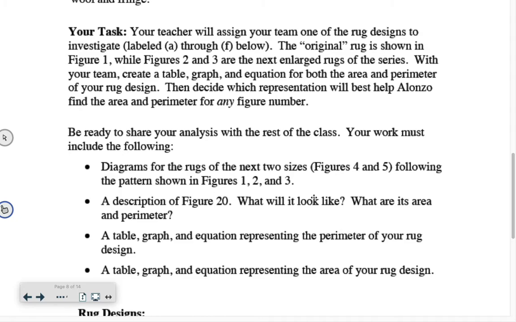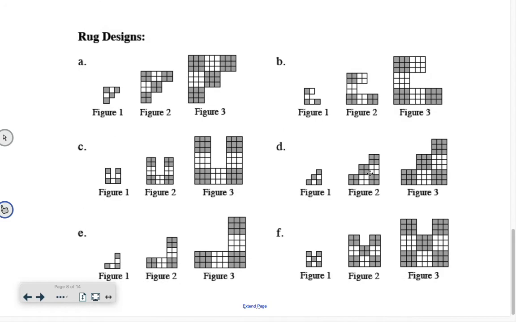About 10 minutes left in the class, I'm going to kind of bring you back together, and we're going to just go over some things so that you can understand, and I'll have you share what you found, and share out a few different things. So you're going to be looking at those different patterns. Here's the different rug designs. You can take a look at those while I hand out the packets that you're going to use today.